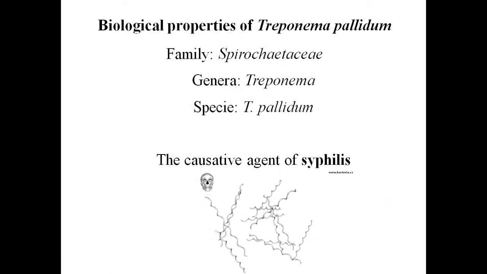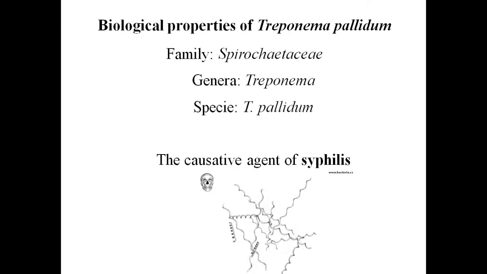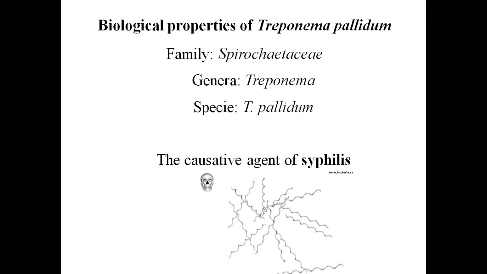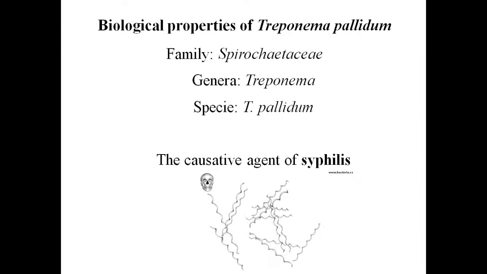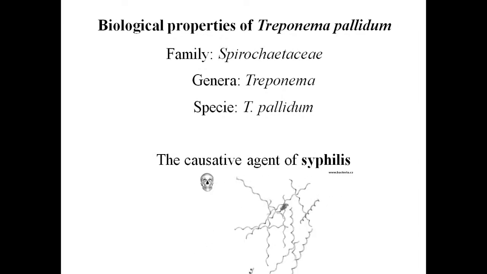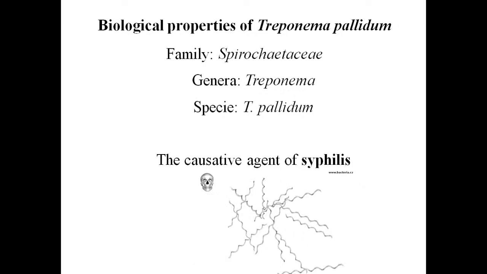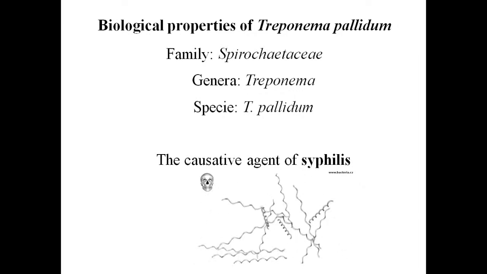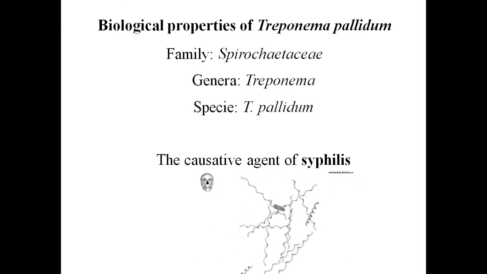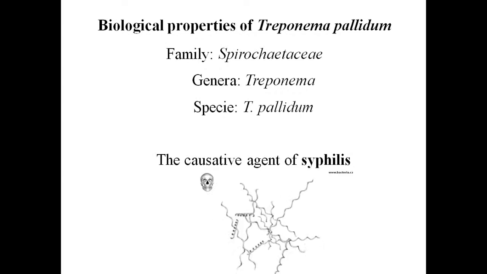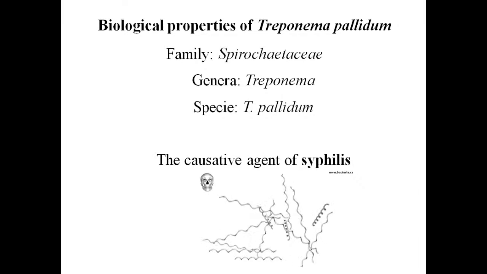And the first pathogen that we are going to talk about is Treponema pallidum. This pathogen belongs to family Spirochaetaceae, genus Treponema, and species is Treponema pallidum. This bacteria causes syphilis. It is the causative agent of syphilis.